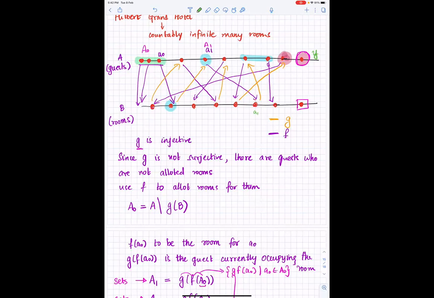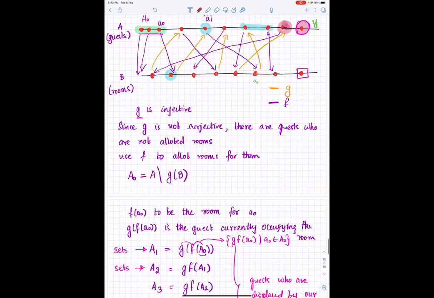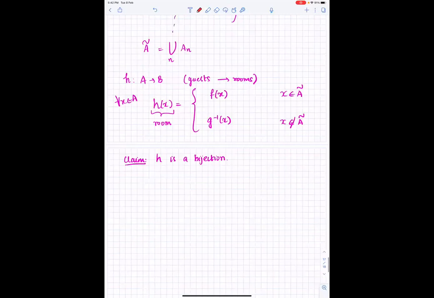Right, exactly. Yeah, in the language of injective functions, that's what we say. But in the language of hotels, this is what. Is that clear? Okay. So now what remains is we have to prove that this function is actually a bijection.